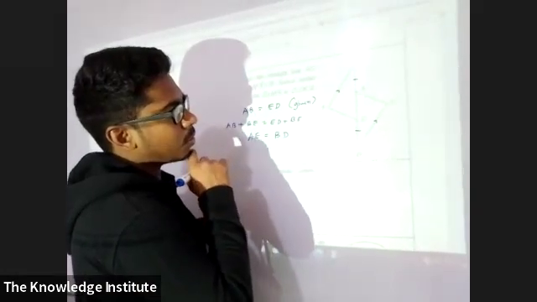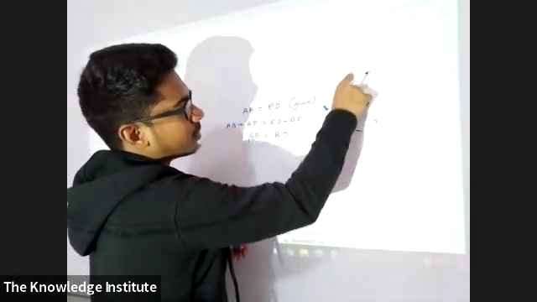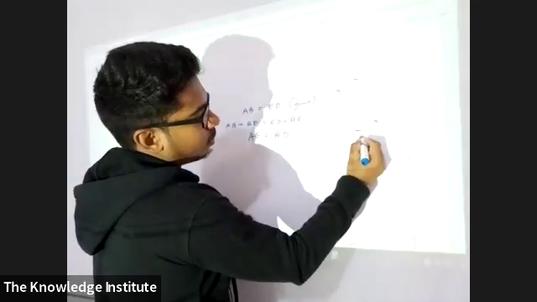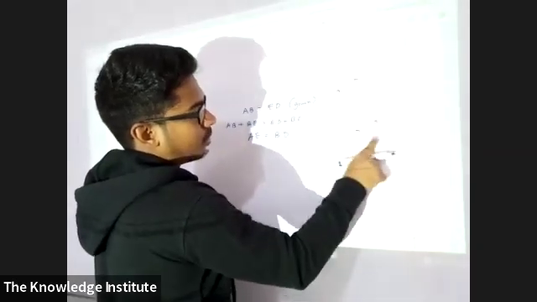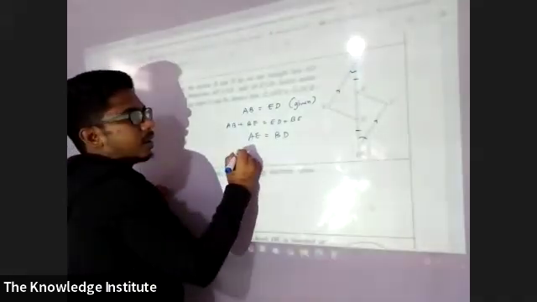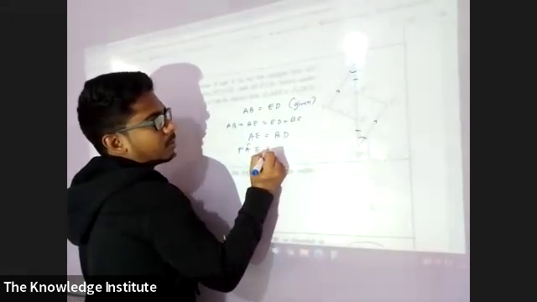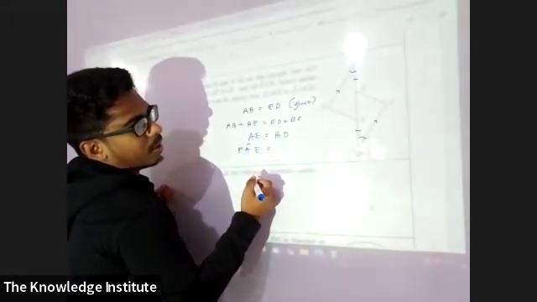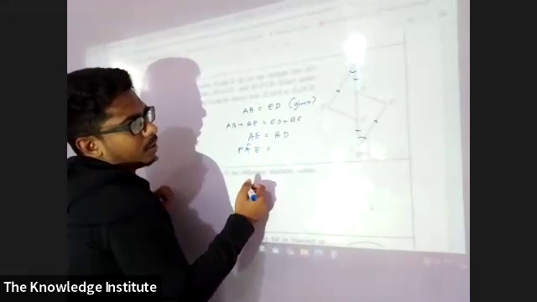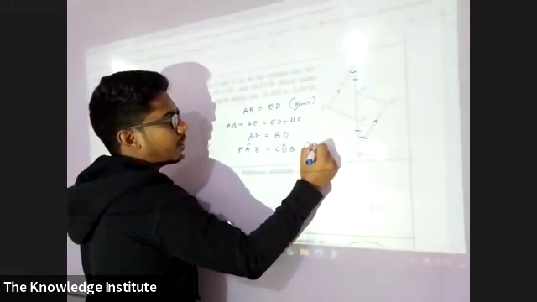The next thing we can show is that since this is parallel, these two angles are the same. This angle is equal to this alternate angle. So we can write angle AEF is equal to angle CDB, alternate angles.